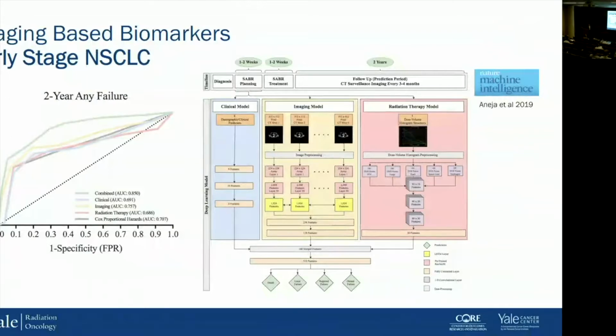And so the important thing to appreciate from this figure is that the green represents the combined deep learning model. And we can see that it has an increased discriminatory value.